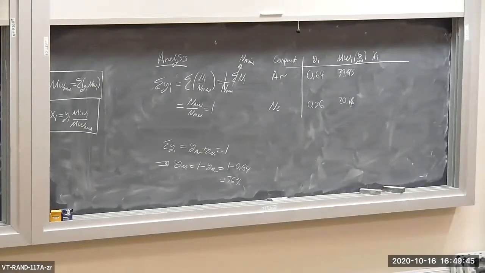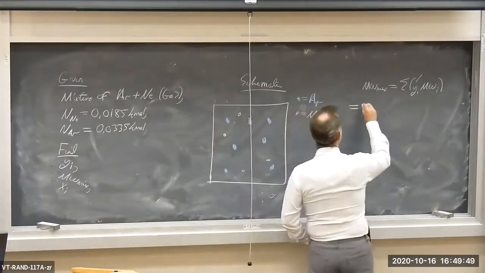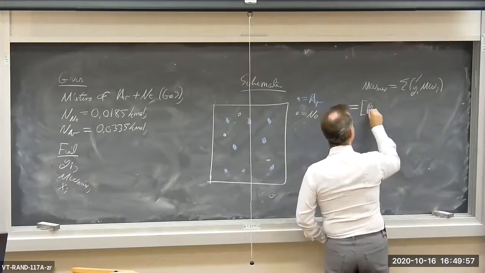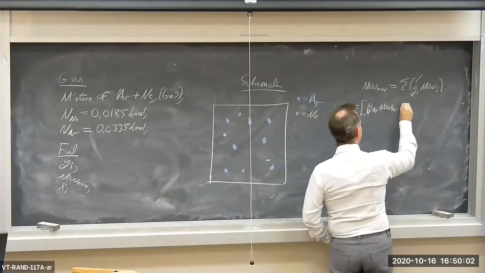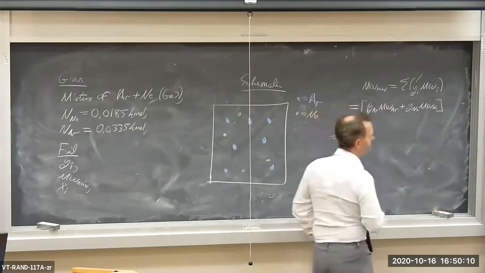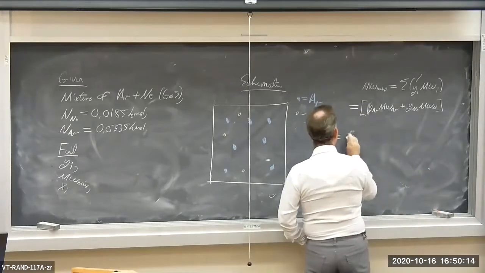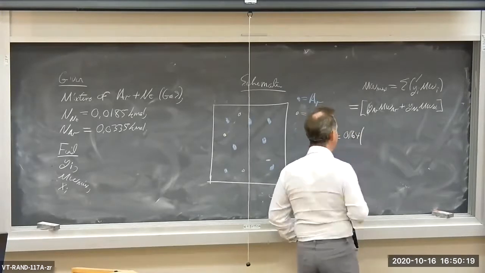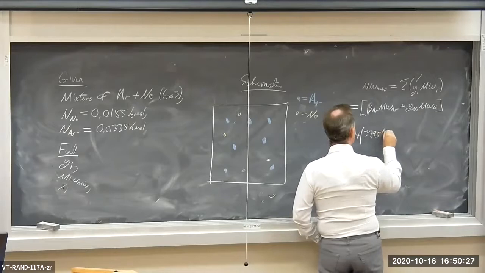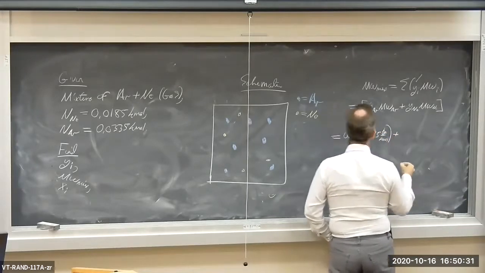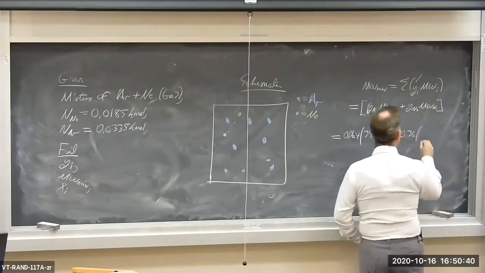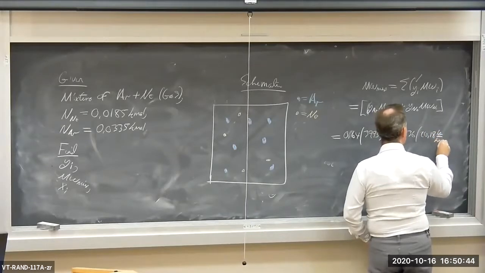I have the mole fractions for each component. Let's just plug into our expression for the molecular weight of the mixture. It's the mole fraction of the argon times the molecular weight of the argon plus the mole fraction of the neon times the molecular weight of the neon. The mole fraction of the argon is 0.64, 64%, and the molecular weight is 39.95 kilograms per kilomole. And then the mole fraction of the neon is 0.36, and the molecular weight is 20.18 kilograms per kilomole.